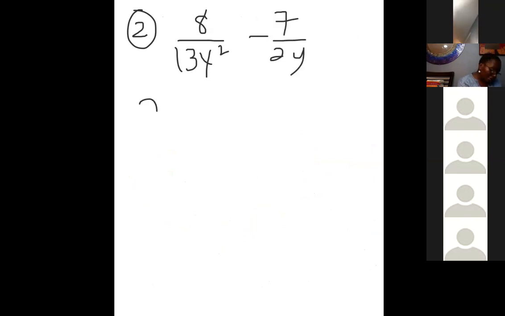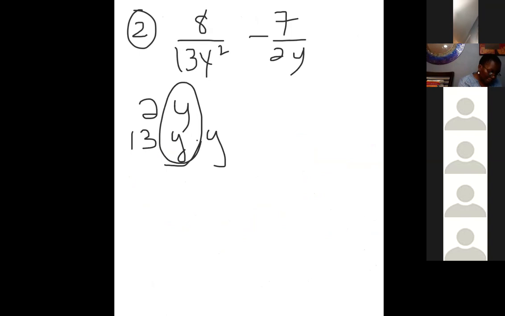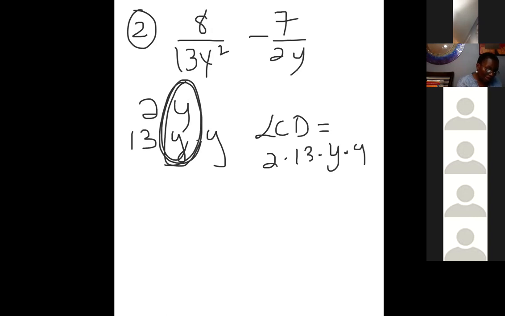So the denominators are 2y and then 13y squared. Now the y squared, I'm writing it out as y times y. I have a repeated factor of y. So the LCD will be made up of the product of all the denominators. So that would be the 2, the 13, the y, the repeated y right there, and then the additional y. So when I multiply all of this together, it's going to give me 26y squared. That's my LCD.